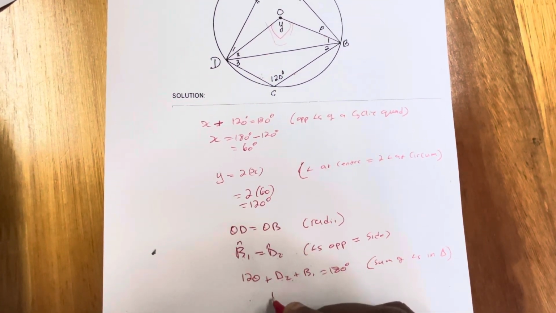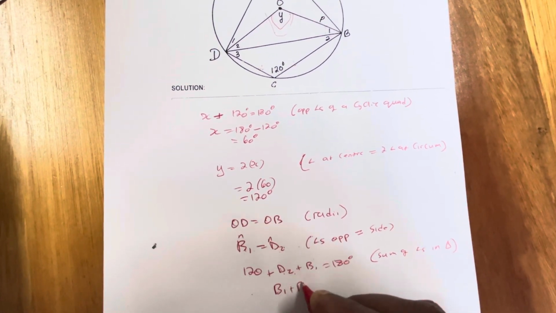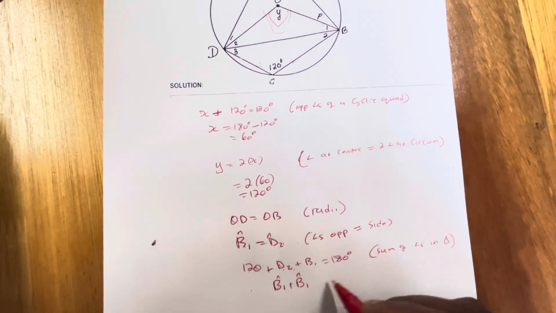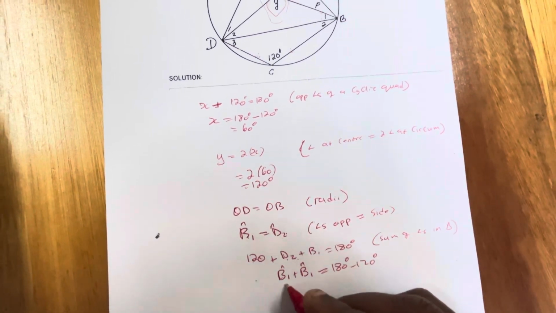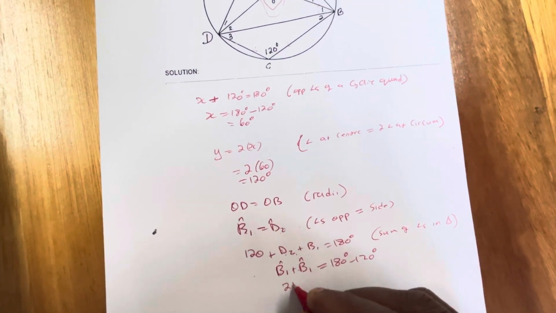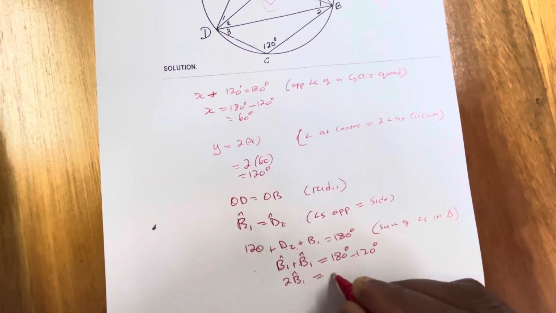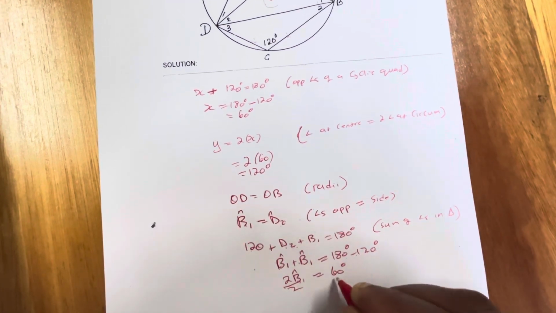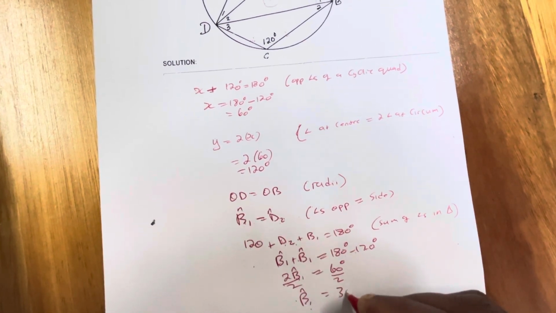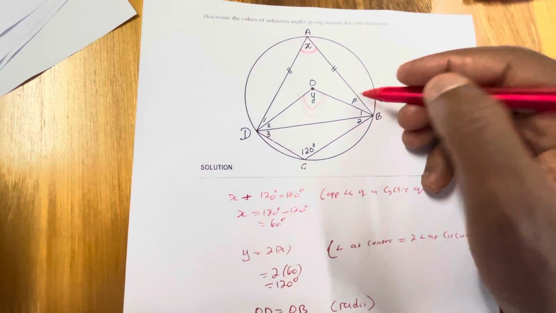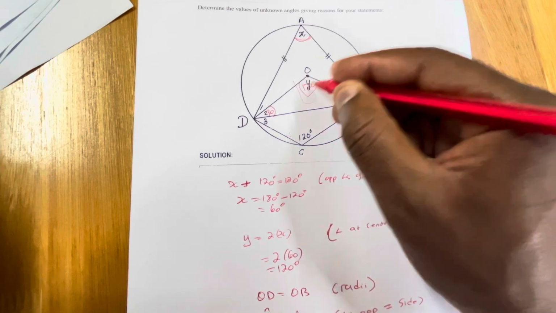So now let's replace D2 by B1. B1 plus B1 is equal to 180 degrees minus 120 degrees. And then these are like terms. You can say 2B1 is equal to 180 minus 120, which is 60 degrees. Therefore, divided by 2 both sides, angle B1 is equal to 30 degrees. It means here will be 30, and even this one will be 30 since this one is 120.